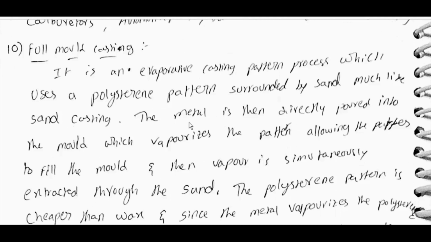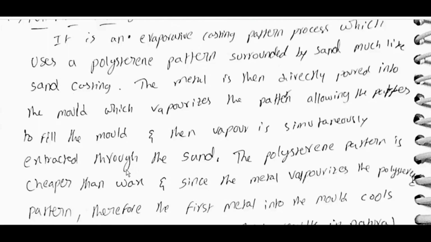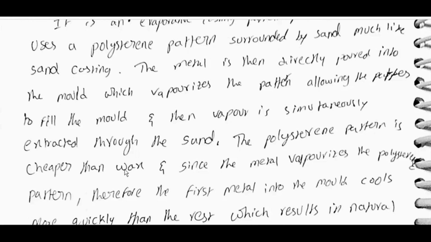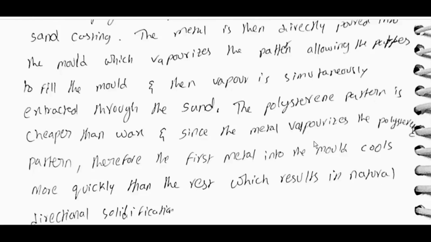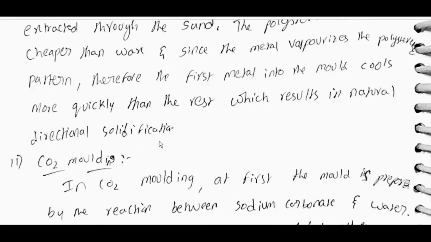Full mold casting is an evaporative casting pattern process which uses a polystyrene pattern surrounded by sand. Much like sand casting, the metal is then directly poured into the mold, which vaporizes the pattern, allowing the metal to fill the mold, and then the vapor is simultaneously extracted through the sand. The polystyrene pattern is cheaper than wax, and since the metal vaporizes the polystyrene pattern, the first metal into the mold cools more quickly than the rest, which results in natural directional solidification.